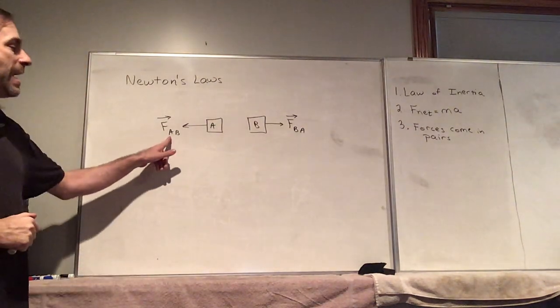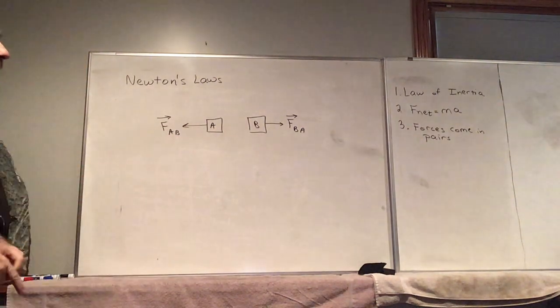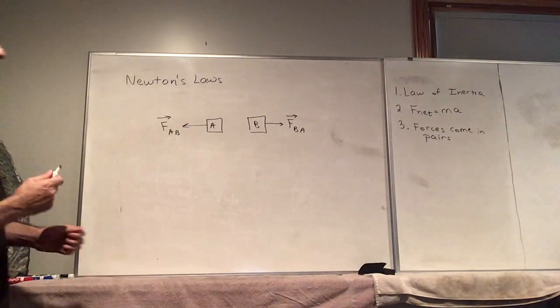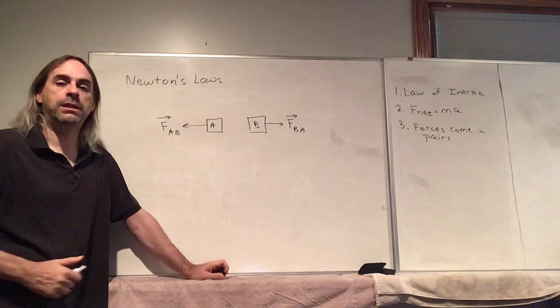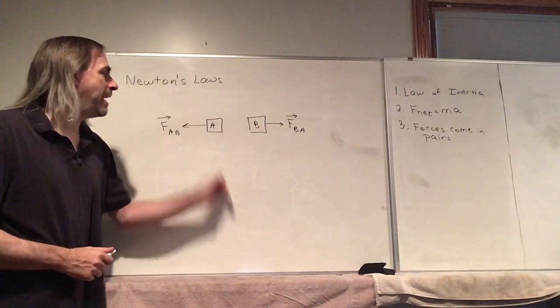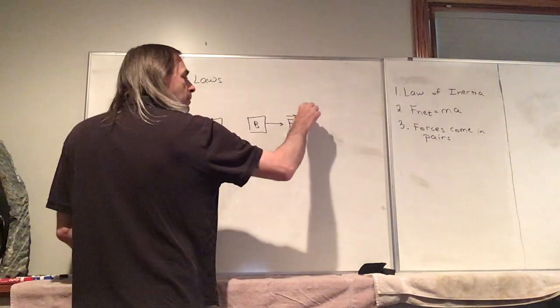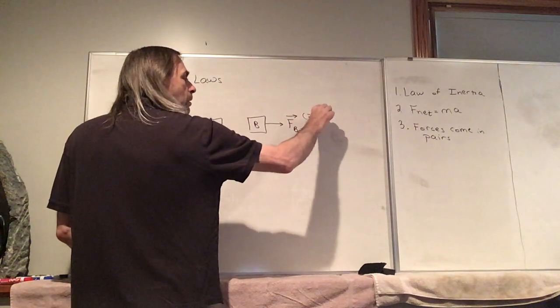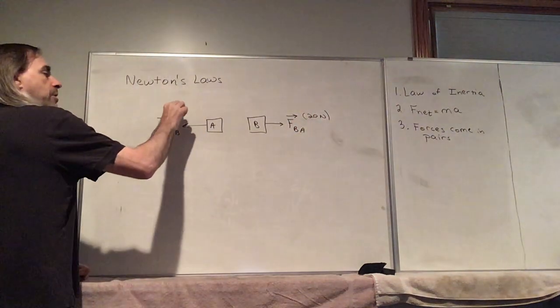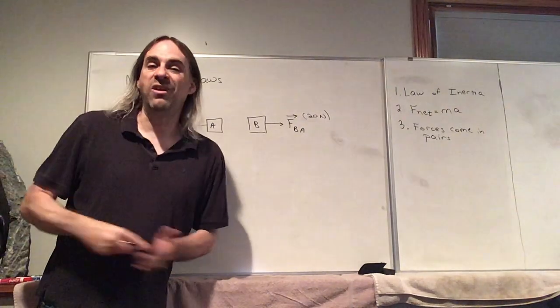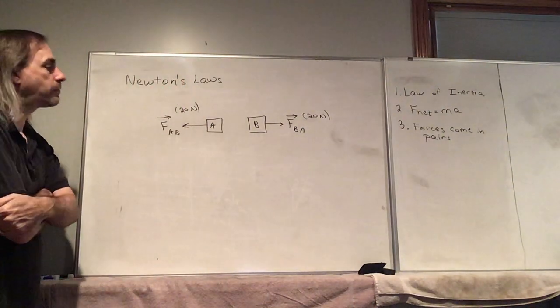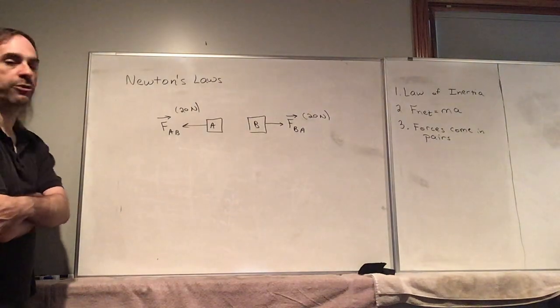So this would be the force on A due to B. And these forces are equal in magnitude and opposite in direction. So let's say A exerts a force of 20 newtons on B. B exerts a force of 20 newtons back on A. They're always equal in magnitude and opposite in direction.